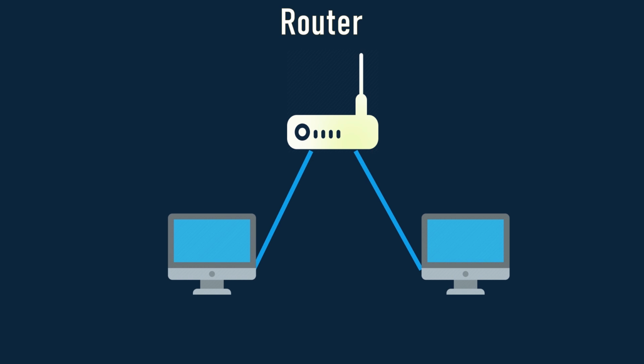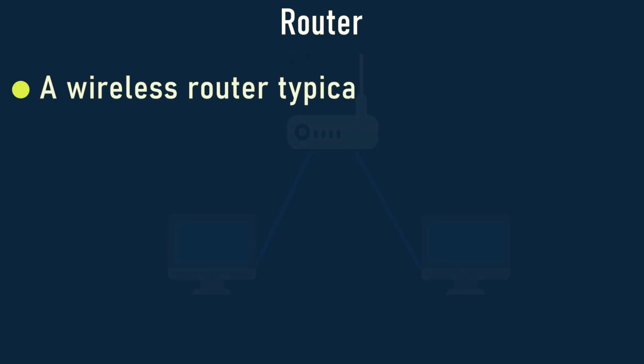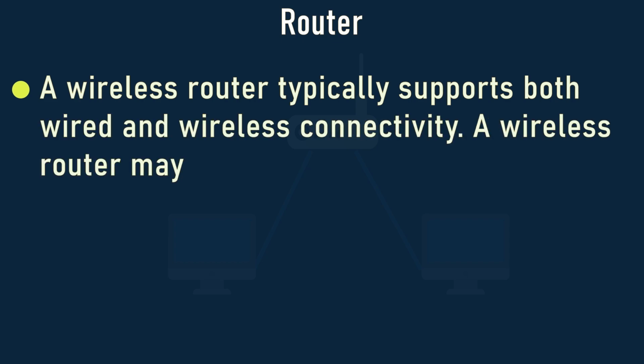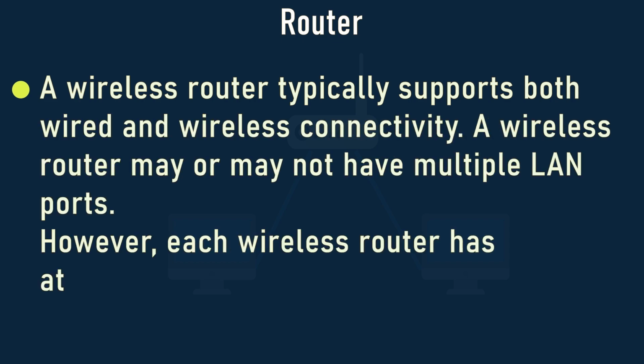Keep in mind that a wireless router typically supports both wired and wireless connectivity. A wireless router may or may not have multiple LAN ports. However, each wireless router has at least one LAN port.